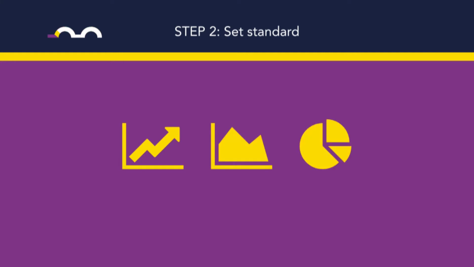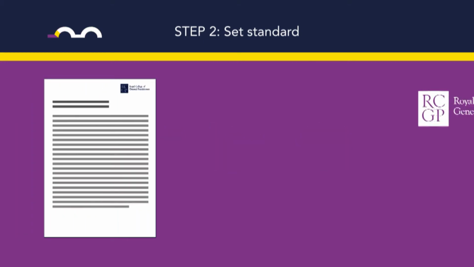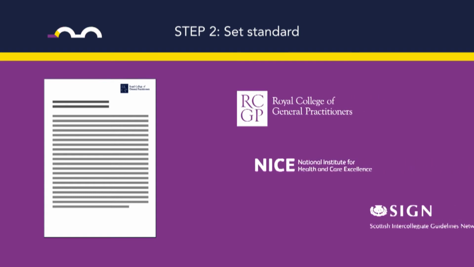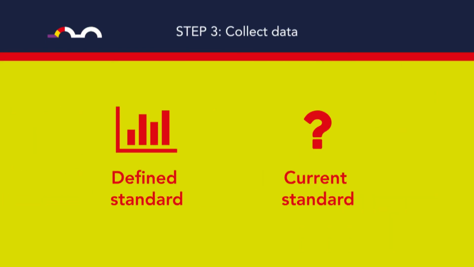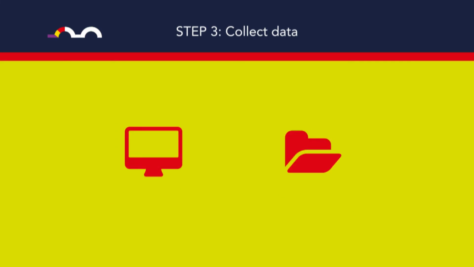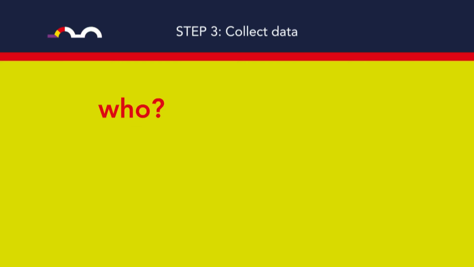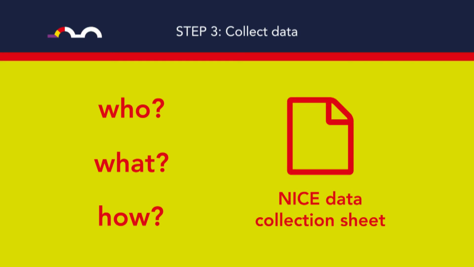Set a standard by setting quality goals. When defining your criteria, make sure it is evidence-based and you refer to literature indicating RCGP, NICE, SIGN, or other accredited guidelines. After you set a standard, find out whether your practice meets it by collecting patient information. Types of data can be computerized records or through manual collection. Identify who needs to collect what data and how. You can use the NICE data collection sheet for this.